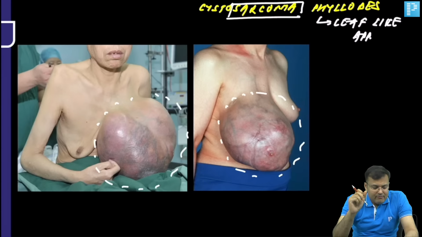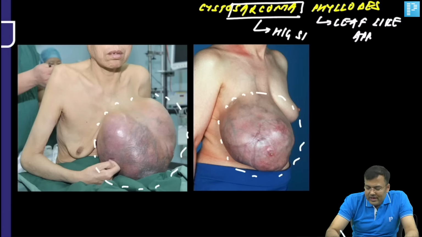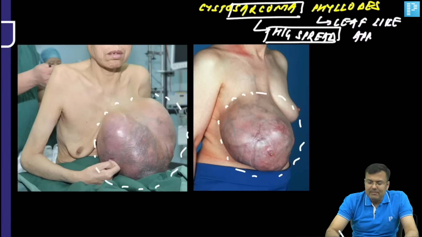Which kind of spread? Very good. Shalu, Soma, Deepak Agrawal, Vani, everybody is correct, guys. Only hematogenous spread. Important point: since it is cystosarcoma phyllodes, a sarcoma, only hematogenous spread. Next question: if there is hematogenous spread, obviously what is the most common site of metastasis?